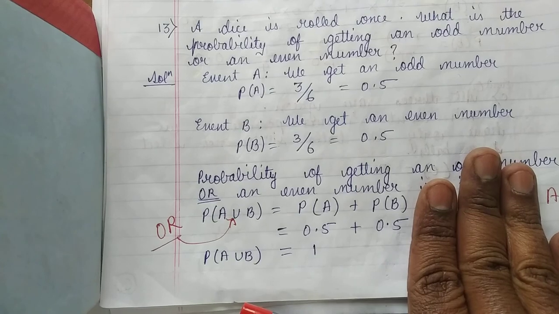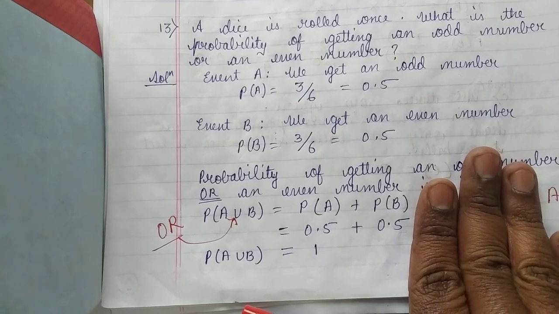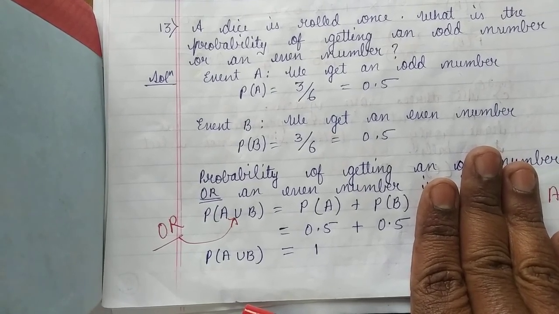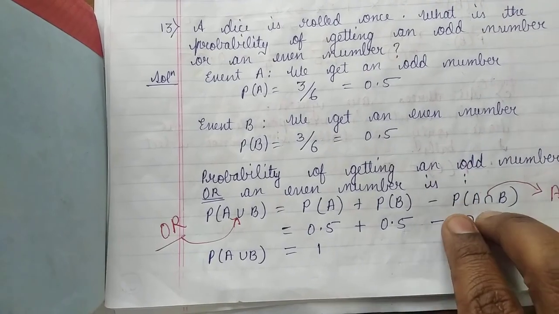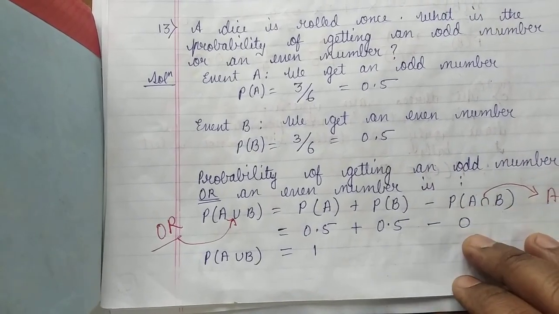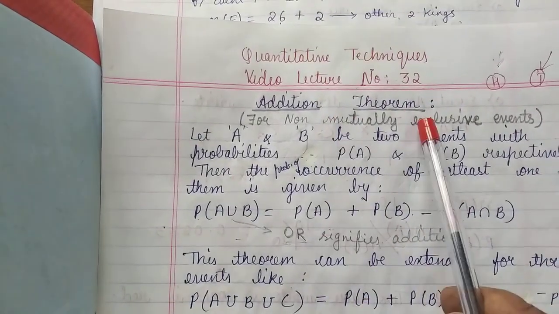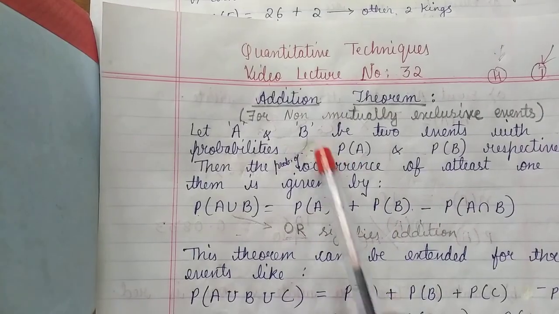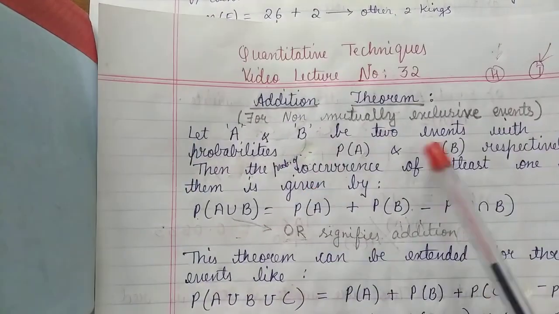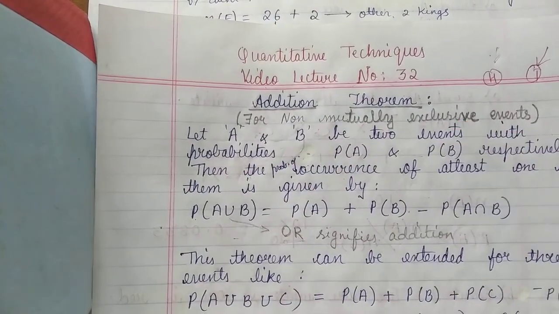So your addition theorem becomes only probability of A union B is equal to probability of A plus probability of B. Why? Because there is no common thing. This always becomes 0 for mutually exclusive events. So that is why, initially I said, this theorem will be applicable in this format only for non-mutually exclusive events. I hope you are understanding now.